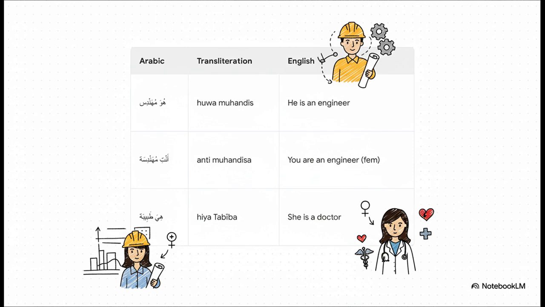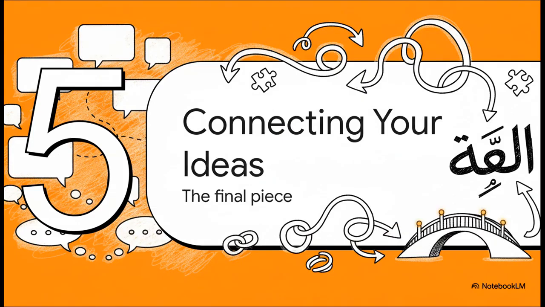We're using anti, the feminine you, so the profession has to become feminine too. It's all about agreement. Same for the last one, hiya tabiba, she doctor. Hiya is feminine, so tabiba has to be as well. See? Everything has to match. You are now making complete correct sentences. That's huge. But what if you want to say more than one thing?